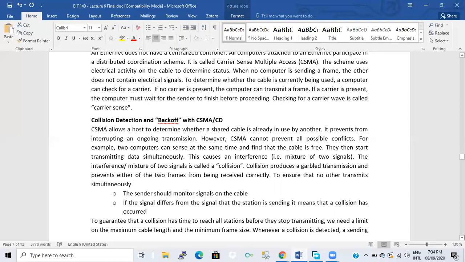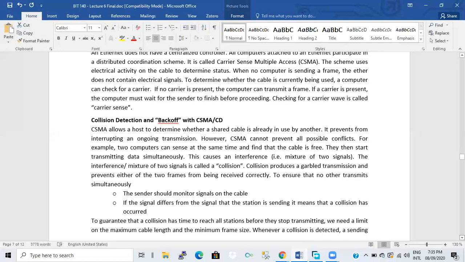The interference or mixture of the two signals is what we call a collision. This collision produces a garbled transmission and prevents either of the two frames from being received correctly. To ensure that no other station transmits simultaneously, the sender should monitor signals on the cable. If the signal differs from the signal that the station is sending, it means that a collision has occurred.